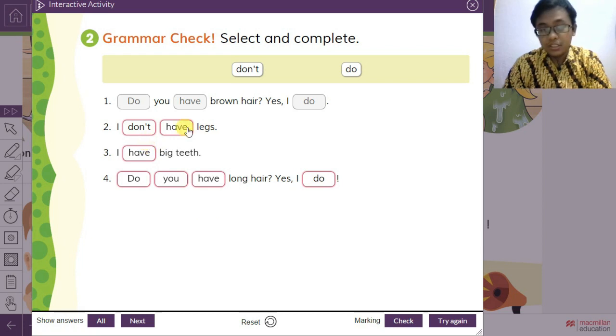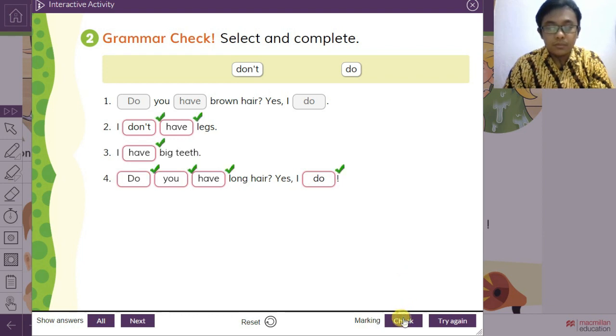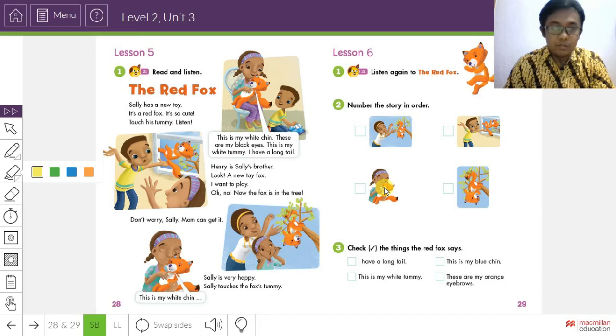Okay, because we already have the verb, kata kerja, otomatis depannya harus dikasih kata kerja bantu untuk menyatakan kalimat negatif. Kalau kalimat positif tidak bisa pakai 2 kata kerja, karena do itu kalau untuk kalimat pertanyaan letaknya di depan, tapi kalau untuk kalimat jawaban, menjawab, hanya boleh ada 1, pakai do atau pakai have gitu ya. Let's check. Yeah, it's correct. Okay ya, so that's about page 27.